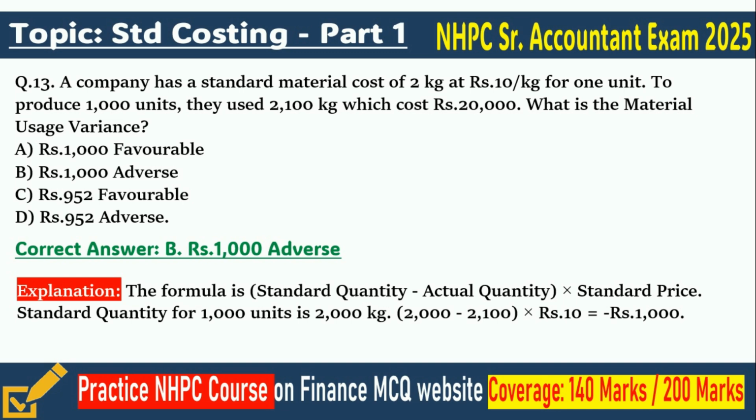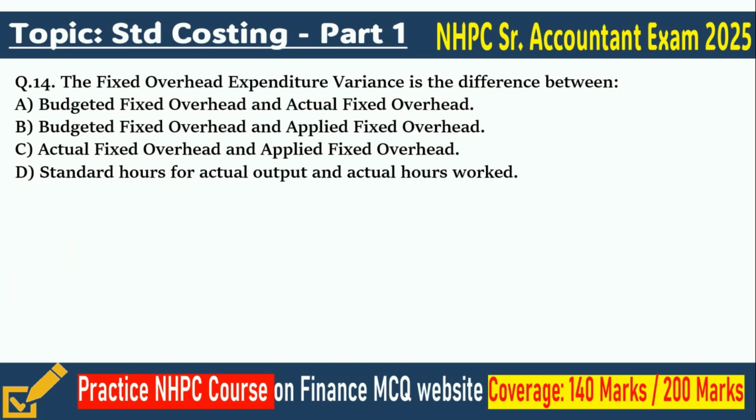So 2000 minus 2100 into 10, that will be rupees 1000 in negative. So since this is a negative, the correct answer will be option B, rupees 1000 adverse. Moving on. Friends, next question.